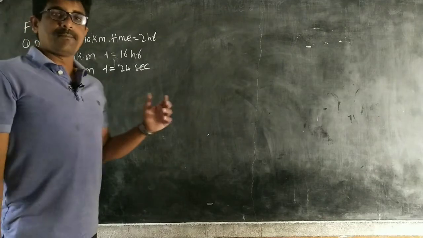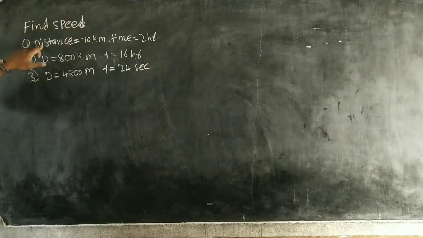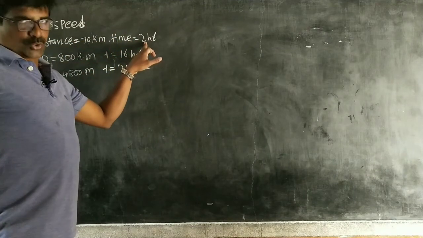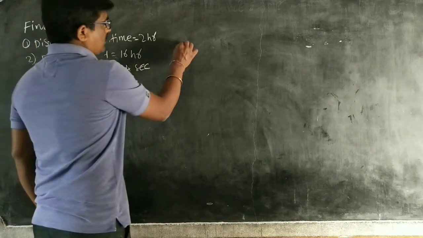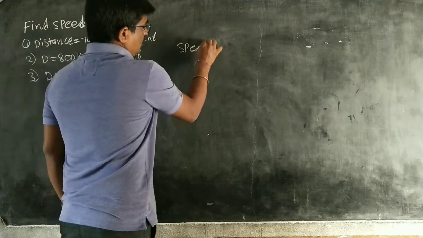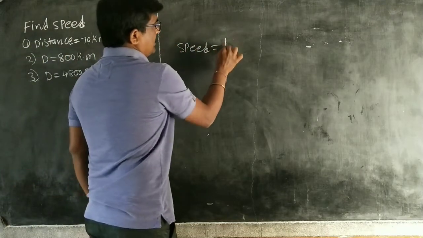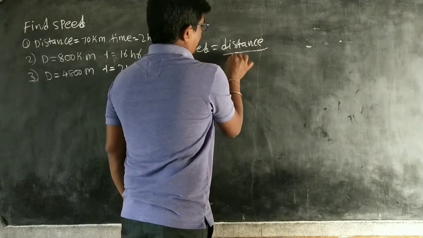Okay, next some problems on speed. First, distance 70 kilometers, time 2 hours. We have to find the speed. So what is the formula? Speed is equal to distance by time.